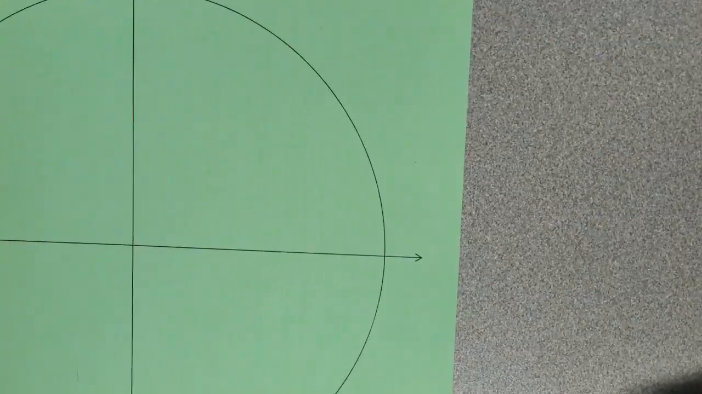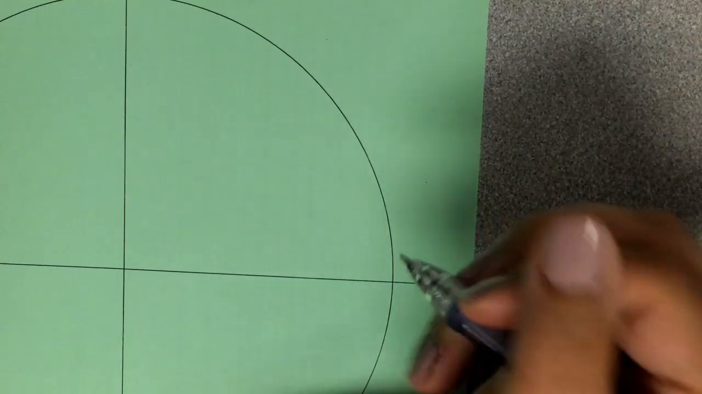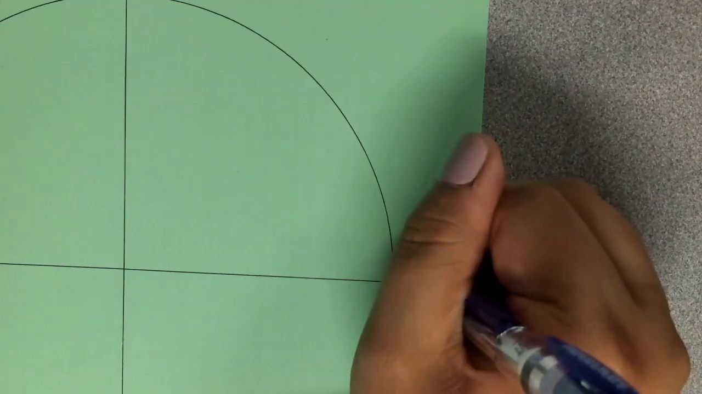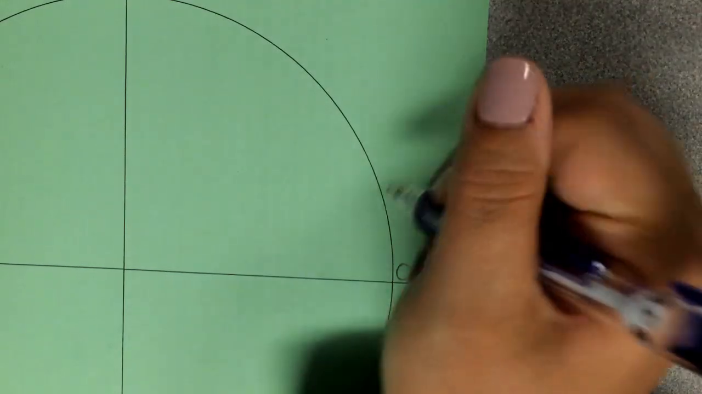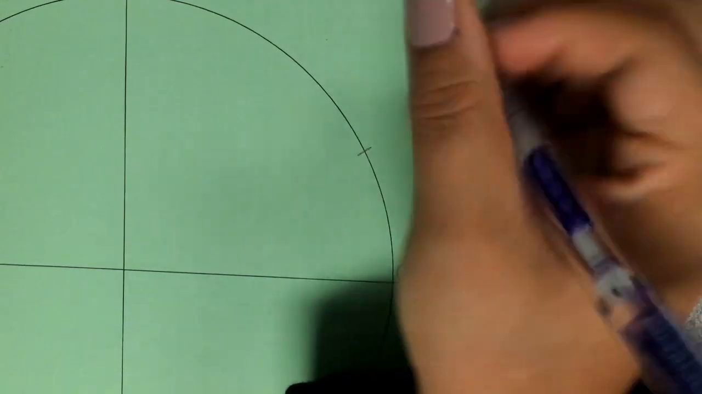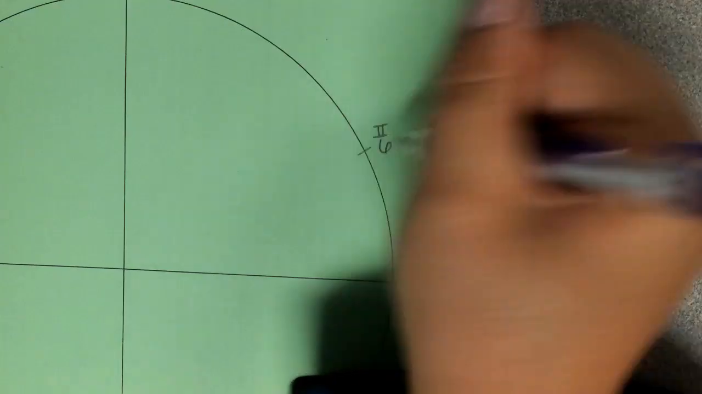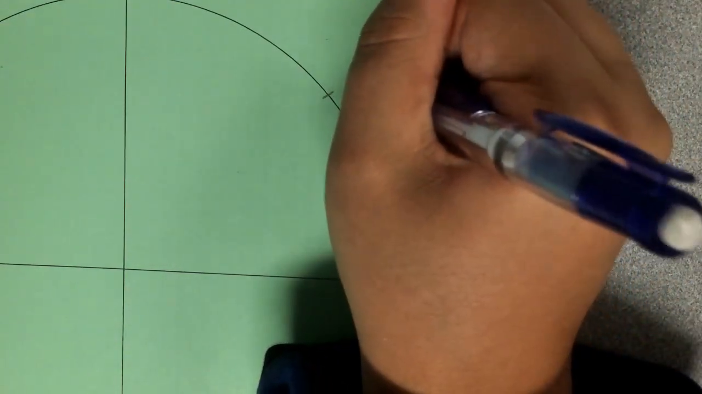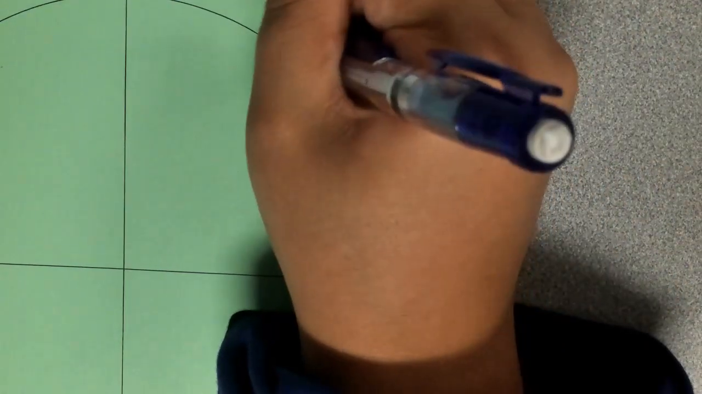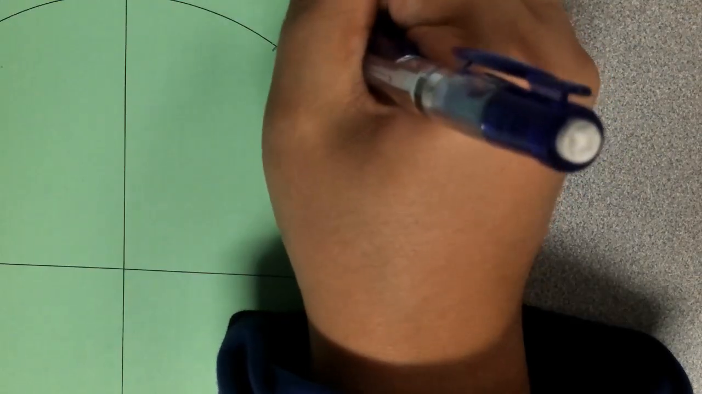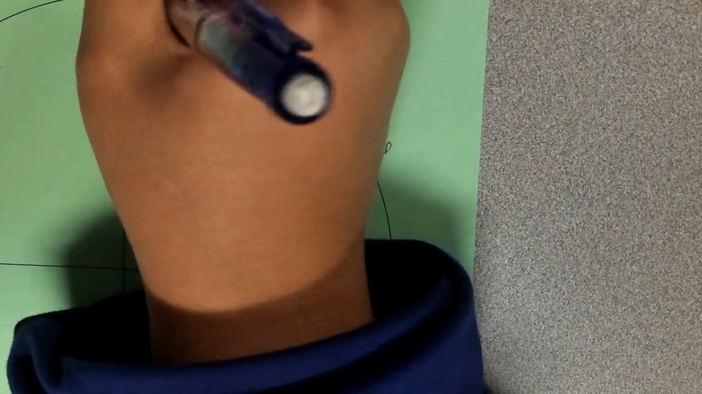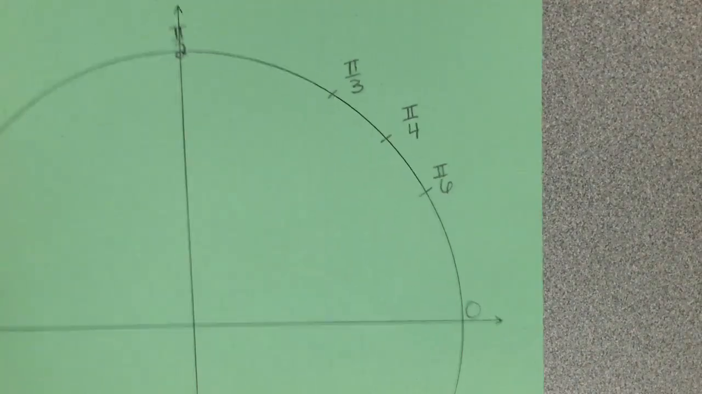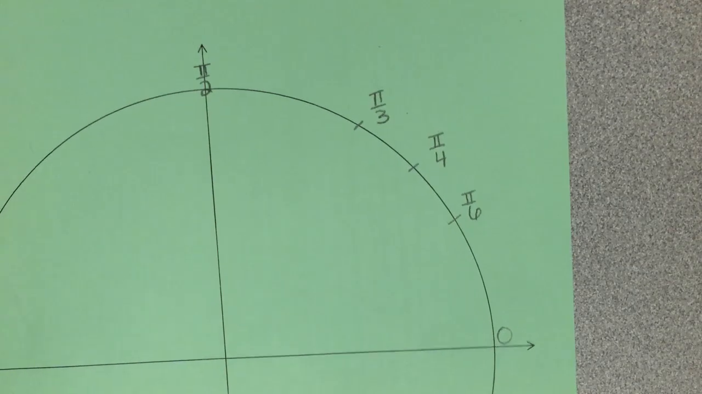Okay? And we're going to do radians. So, what is 0? Then, what comes next? Pi over 6. Then we have pi over 4. And then pi over 3. And last, pi over 2. Cool. First quadrant. Are we okay with that?